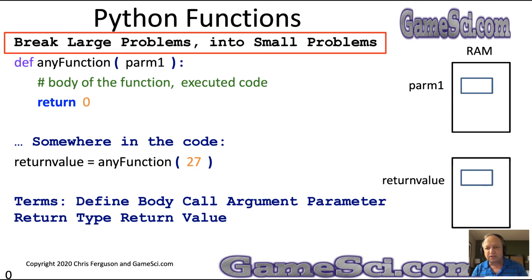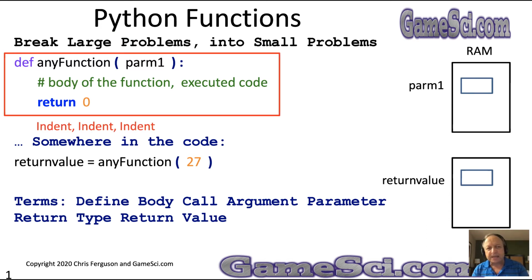Once your code starts getting bigger and larger, it's got to be broken up into smaller chunks, and those smaller chunks are called functions. Here is a function. I've boxed it out for you. The important thing to understand about functions is the need to indent. We're going to define this function, and the body of the function is defined by the indentation after the first line. You have to indent, indent, indent to define a function.